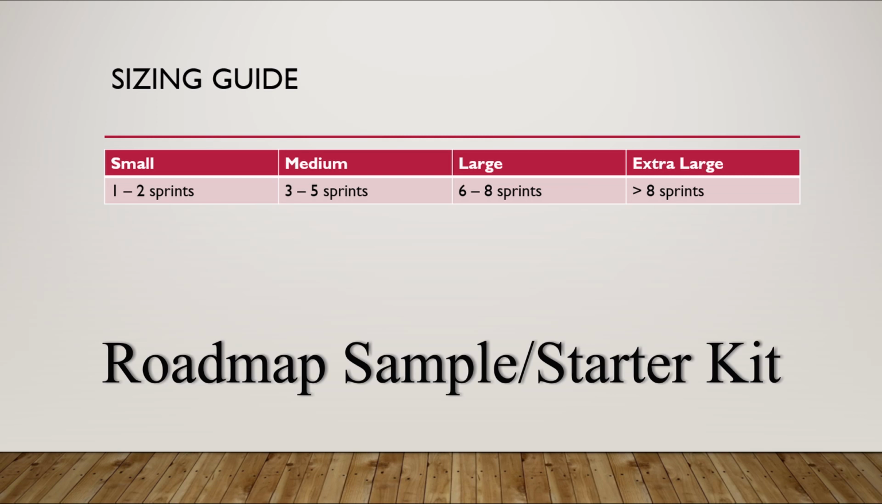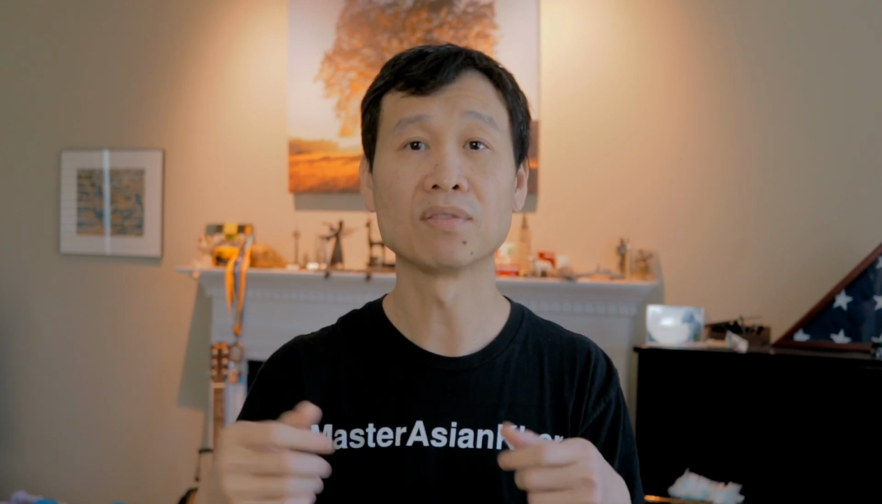Now, when you do this the first time, I would say create a guide. This is just a guide for conversation. So a small is anywhere between 1 to 2 sprints, for example. A medium is anywhere between 3 to 5. A large can be from anywhere between 6 to 8, and then so on. So use that as your first basis for guideline for conversation.